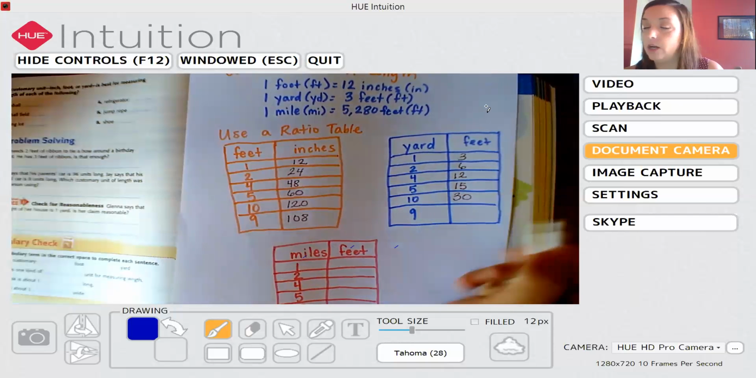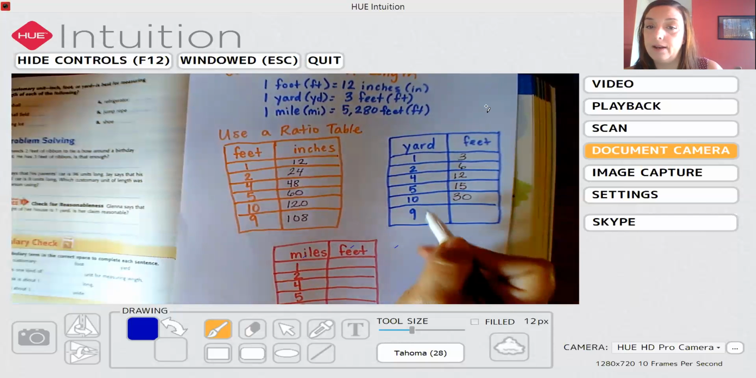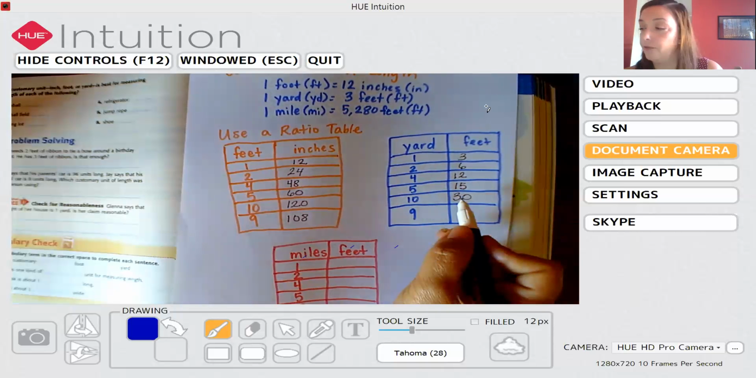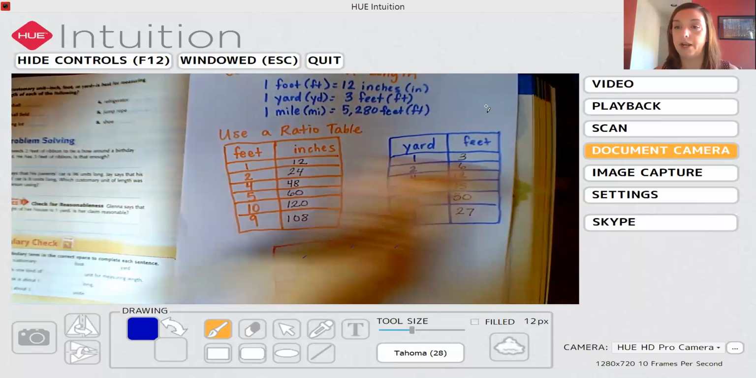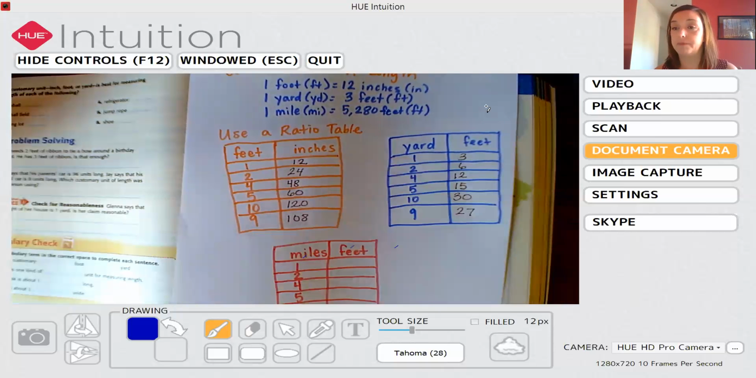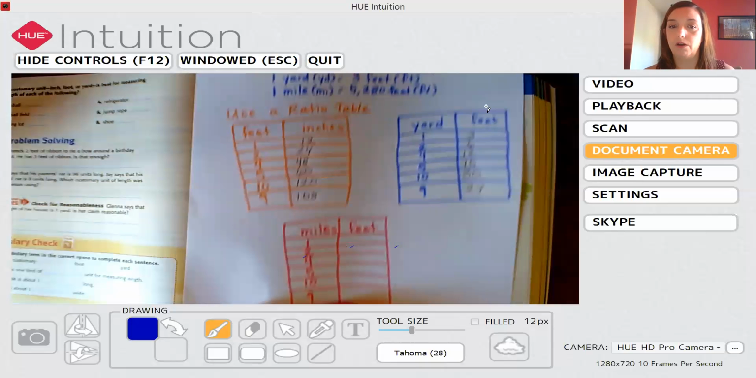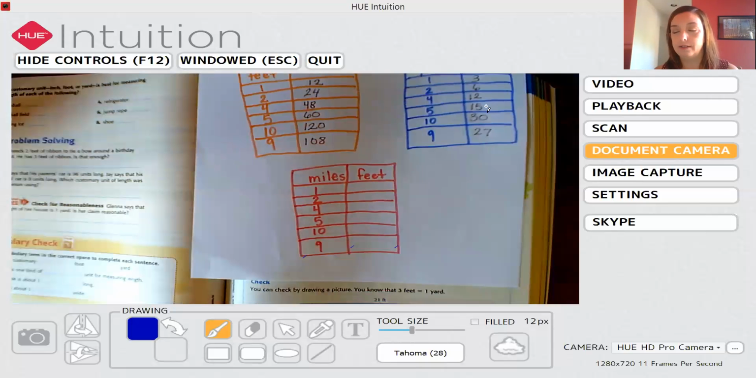And then if I take 1 yard away from 10, I could take 3 feet away from 30. That would be 27 feet. Or I could think 9 yards times 3 feet is 27 feet. All right. For miles to feet, this one's going to be a little bit tougher because the amount of feet in a mile is pretty large.